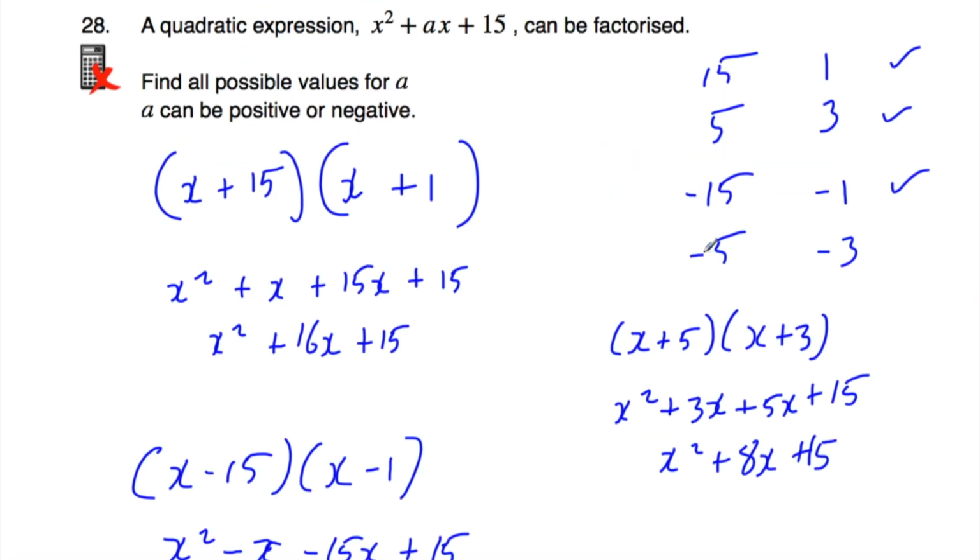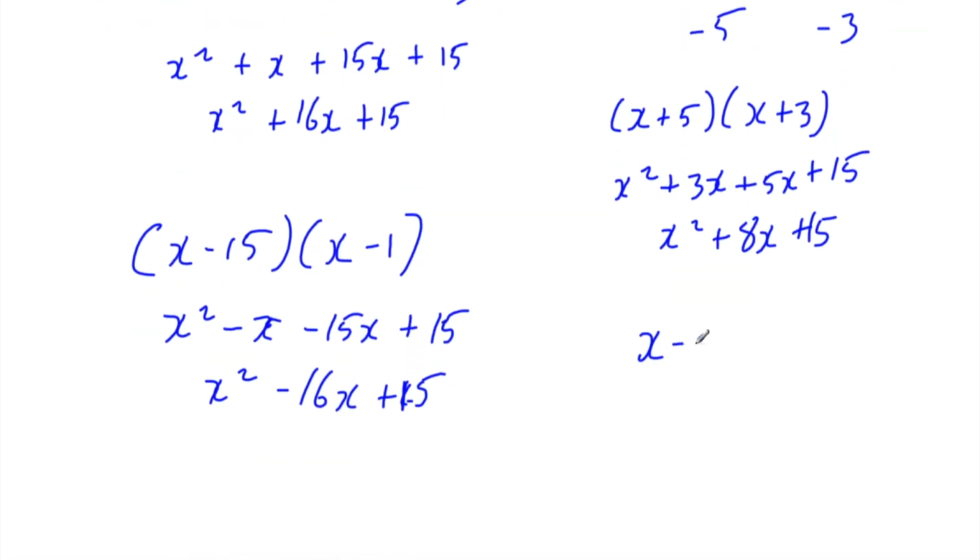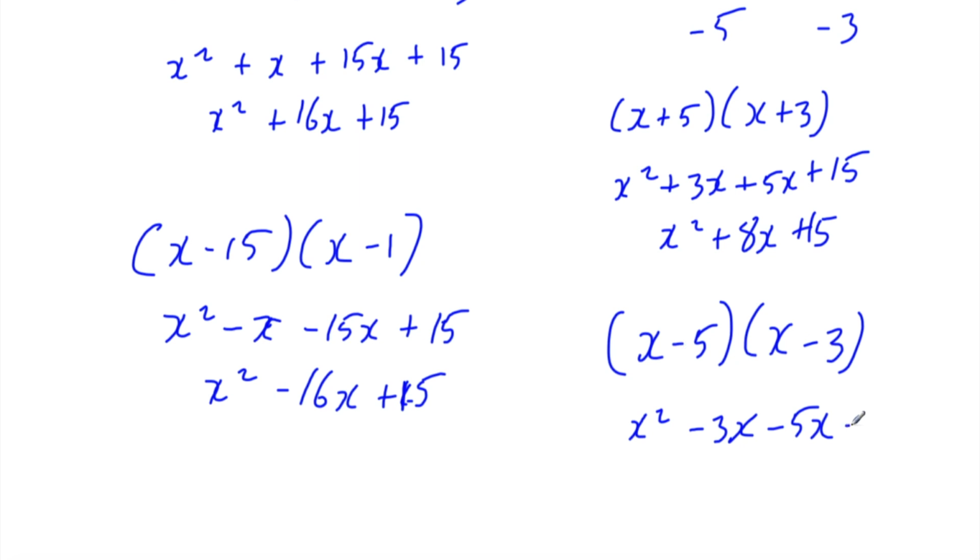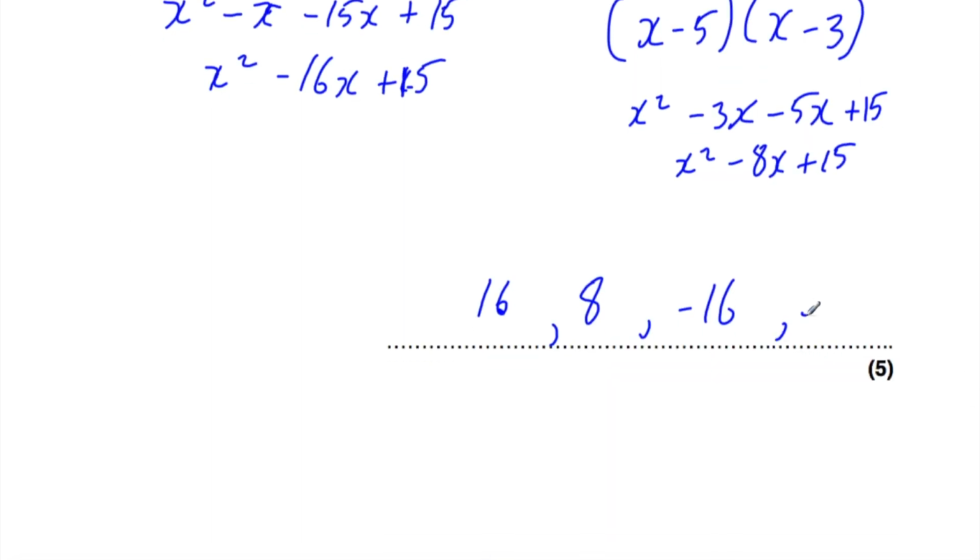And finally, our last option is x minus 5 and x minus 3. And if we expand our brackets, we get x times x is x squared. x times minus 3 would be minus 3x. Minus 5 times x would be minus 5x. And minus 5 times minus 3 would be 15. And then if we simplify this, looking at the middle terms, we've got minus 3x, take away another 5x, it's going to be minus 8x, that's x squared minus 8x plus 15. And the value for a would be minus 8, and that's the other option, so minus 8.